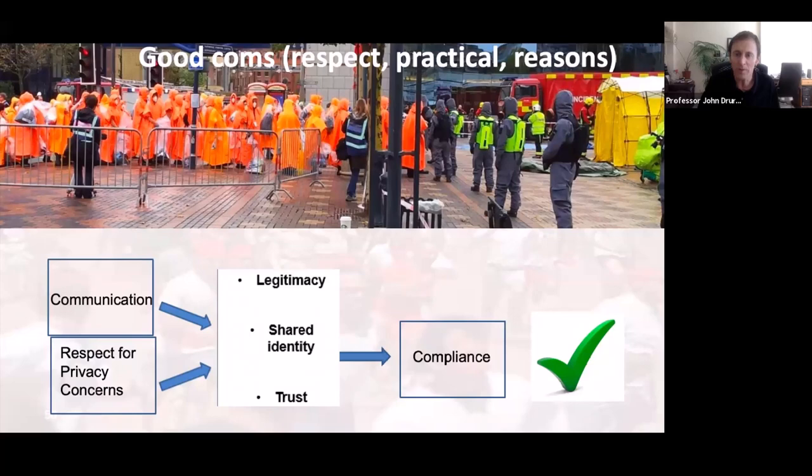You simply set up your decontamination tent, and people would queue up or you shout at them. So we introduced a way of talking to the public in which the relationship was foregrounded. The communication must be open, it must be seen to be honest, it must be practical, it must show respect for people's concerns, because people were concerned about privacy. So show concern for people's privacy fears. You can't solve them all, but show that you care, so give emotional support.